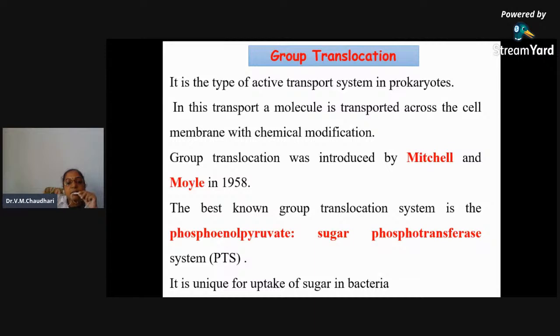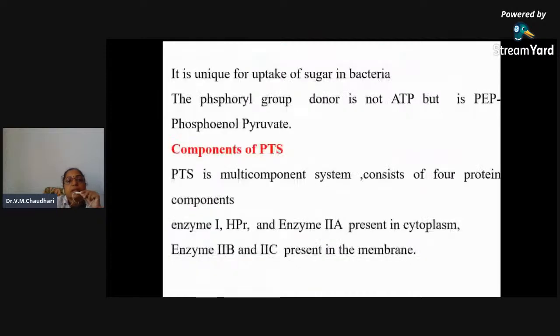And the best known example of group translocation is the phosphotransferase system, that is the phosphoenol pyruvate sugar phosphotransferase system in E. coli. This is the best known example of group translocation. It is unique for the uptake of sugar in a number of bacteria. So what is the role of this phosphotransferase system? ATP is not used as a phosphoryl group donor. Instead phosphoenol pyruvate is used as the phosphate group donor.